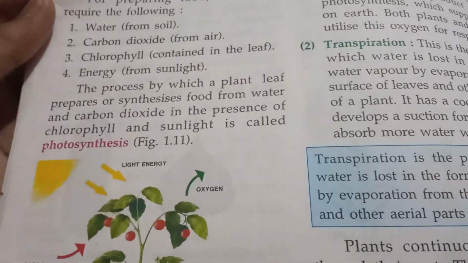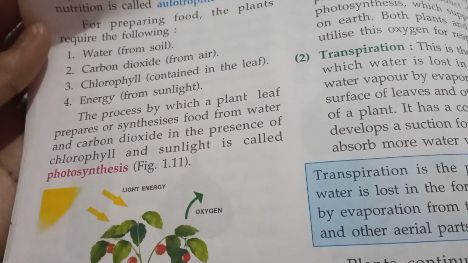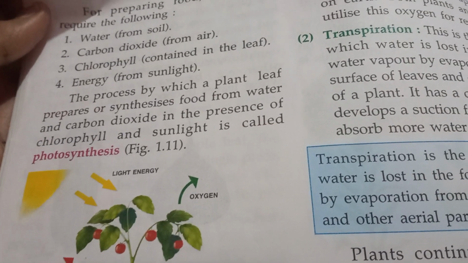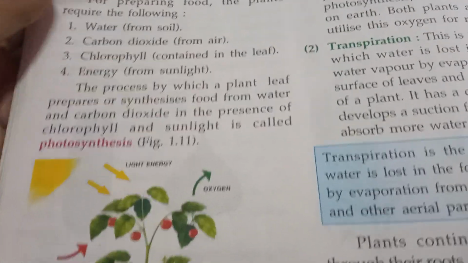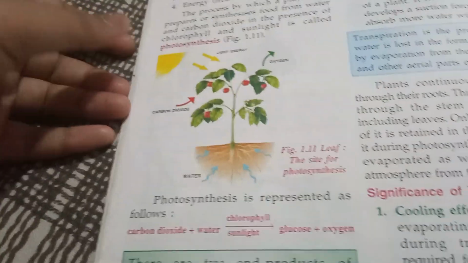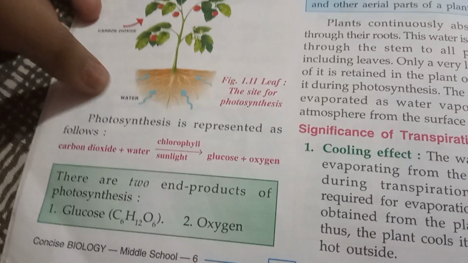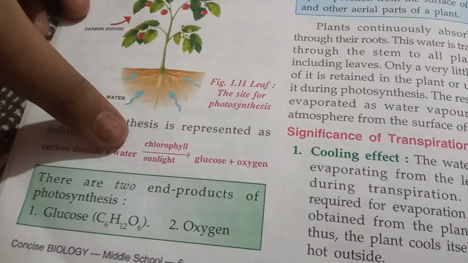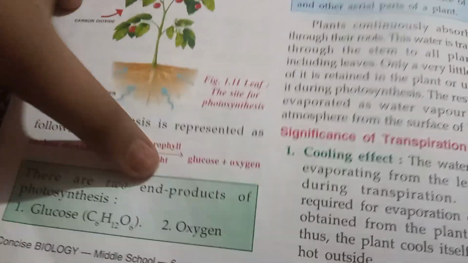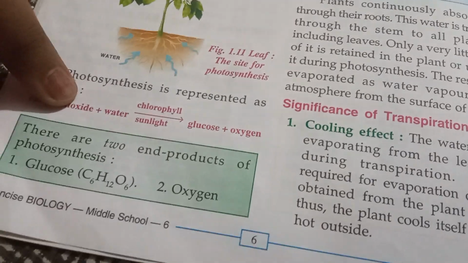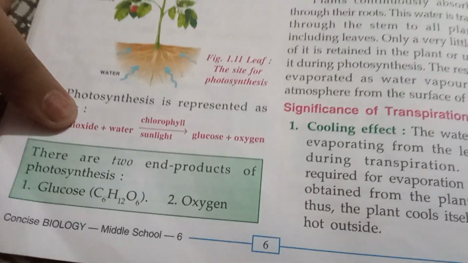Then the process by which a plant leaf prepares or synthesizes food from water and carbon dioxide in the presence of chlorophyll and sunlight is called photosynthesis. Okay. Now this is the important formula. Photosynthesis is represented as follows: carbon dioxide plus water, in the presence of chlorophyll and sunlight, gives glucose plus oxygen. There are two end products of photosynthesis: one glucose, second oxygen.